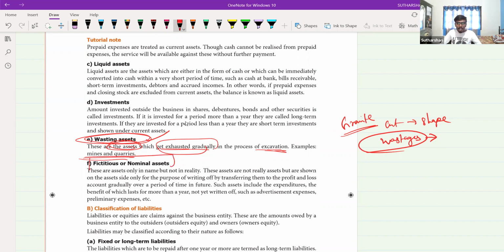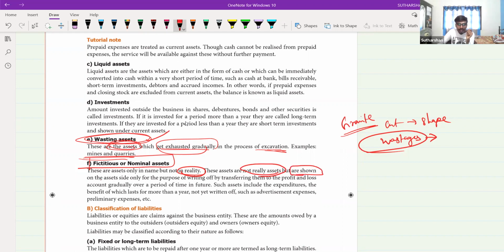What are fictitious and nominal assets? That is the most important. These assets are only in name but not in reality. In reality, you cannot see those assets at all. These are assets only in the name but not in reality. These are not really assets. That is why we call them fictitious assets or nominal assets.